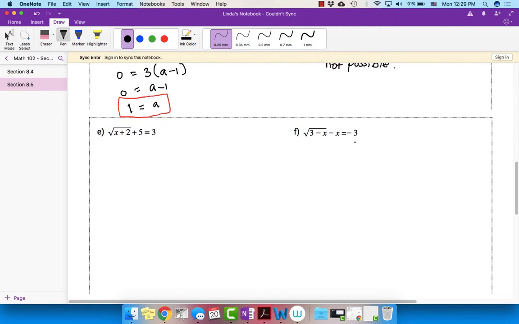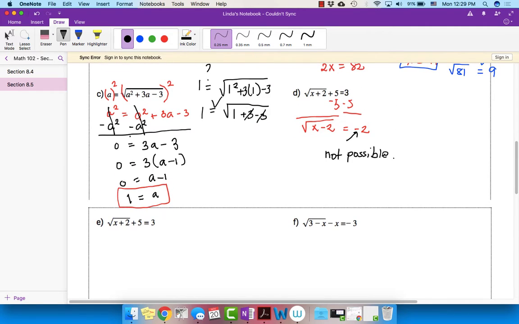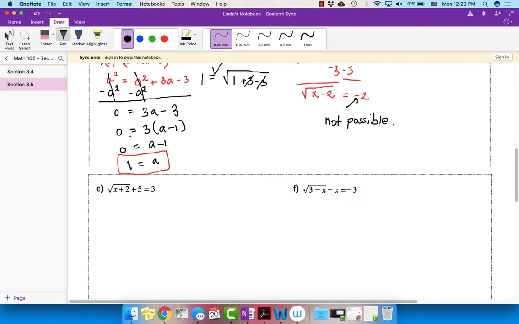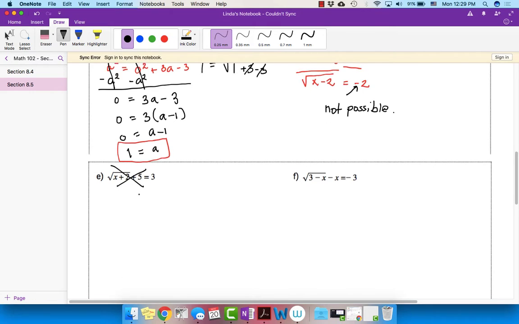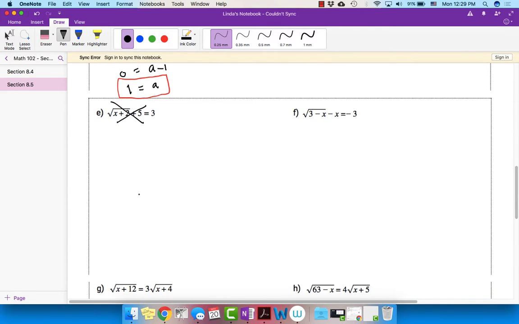Let's start with part E here. We're going to do the same thing now. And wait, is that the same problem? That looks like the same problem, so I guess we just go ahead and skip part E and proceed with part F.